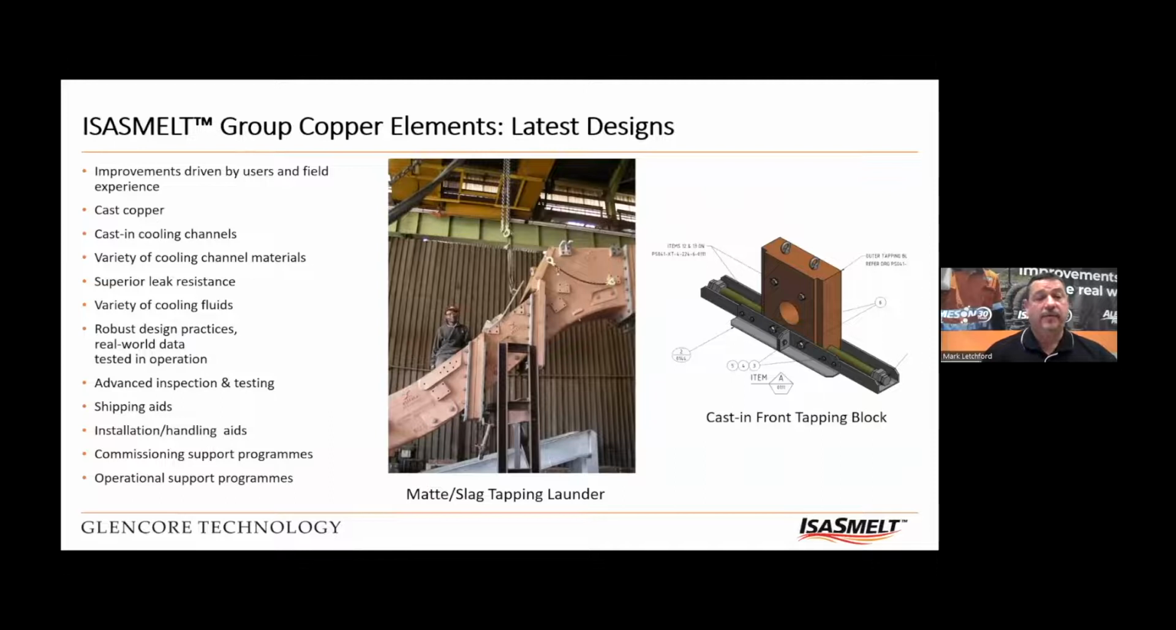With many projects and many supplies for customers, we've listened to the wants of users, taken on field experience as we install and commission these things. And all of those versions have been updated over the decades that they've been in existence. We tend to favour cast copper these days because we can make much more complex shapes like the one in the middle there, the tapping launder. And it also gives opportunity to have cast-in cooling channels, and there's a lot of advantages to that as well.